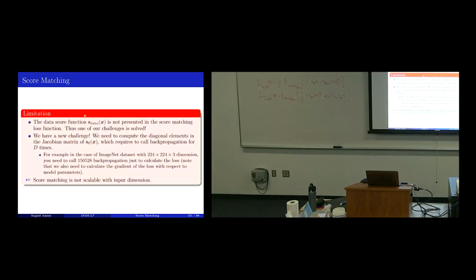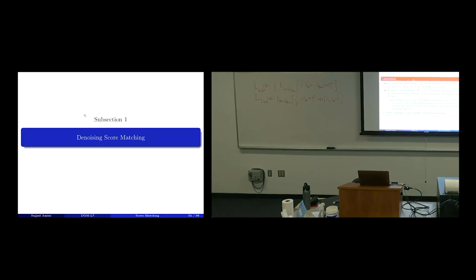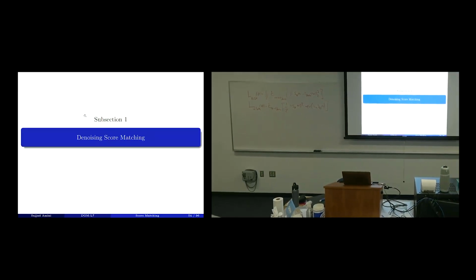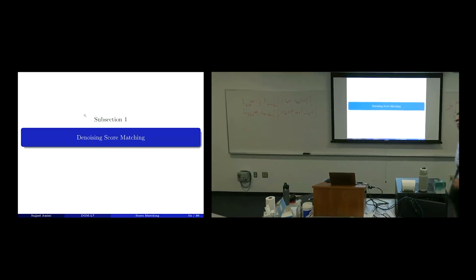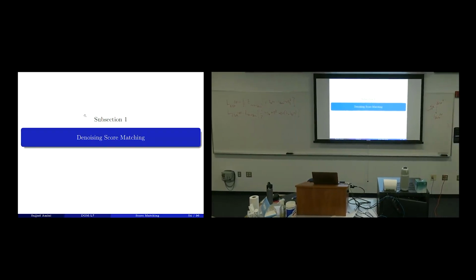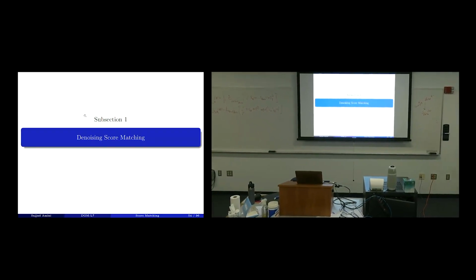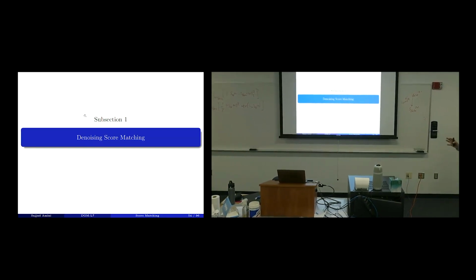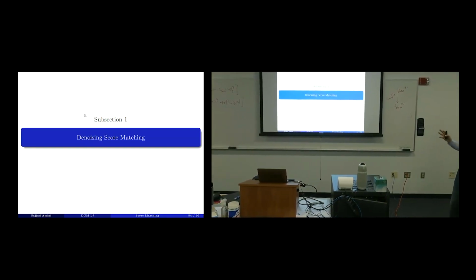But it is a solution, in contrast to explicit score matching, where you cannot even calculate the loss value because you do not have this s data of X. Okay? The solution to this problem is denoising score matching. Pay attention to this denoising version. It's a very nice approach to solve the problem.